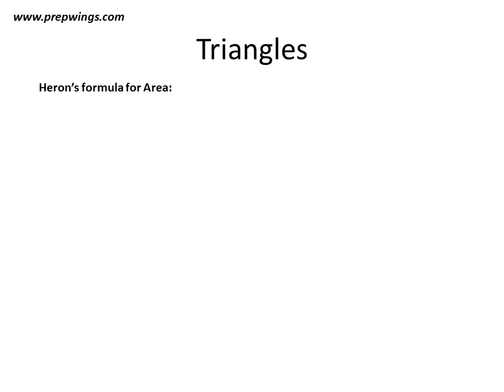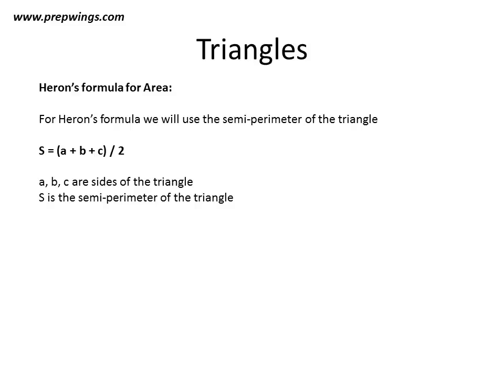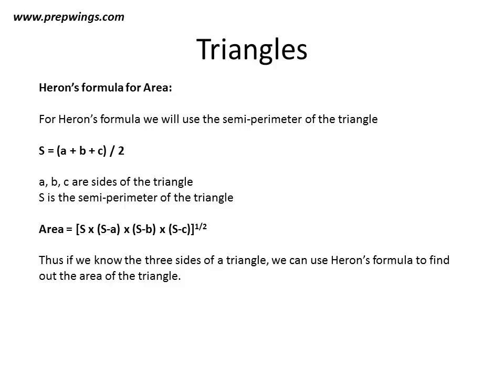Now we look at another formula for area of triangle. It's called the Heron's formula of area. So according to Heron's formula, we'll use the semi-perimeter of the triangle. Semi-perimeter of triangle is equal to perimeter divided by 2. So that can be given as A plus B plus C by 2, where A, B, C are sides of the triangle and S is the semi-perimeter of the triangle. Then area according to Heron's formula is given as area of a triangle, that is under root of S into S minus A into S minus B into S minus C, where A, B, C are sides of the triangle and S is the semi-perimeter of the triangle. Okay. So if we know the three sides of a triangle, we can use Heron's formula to find out the area of the triangle.